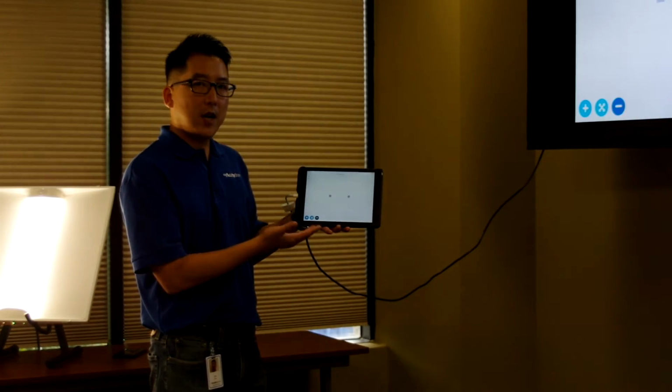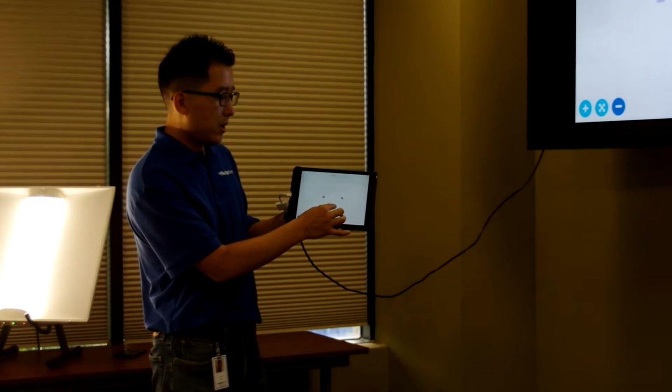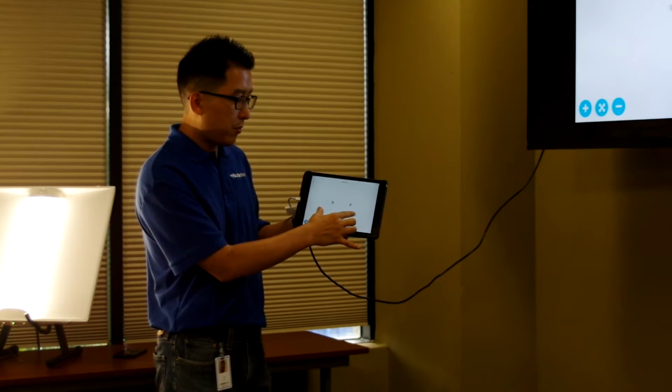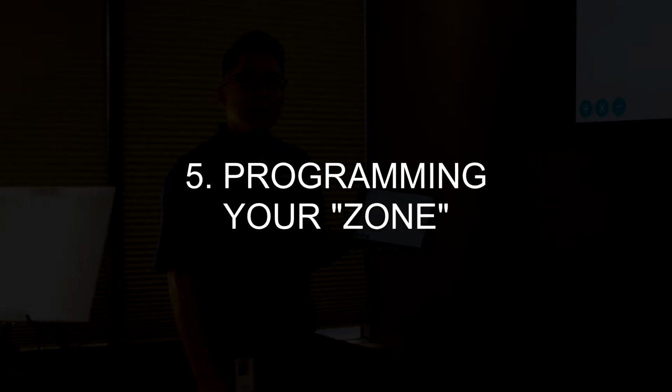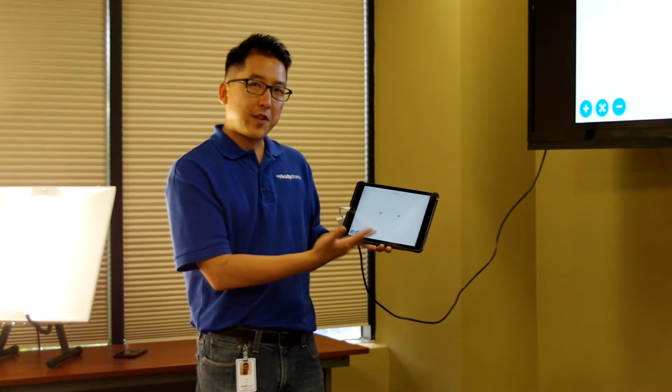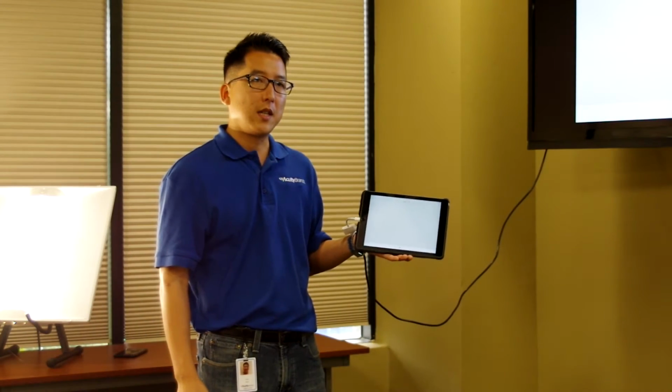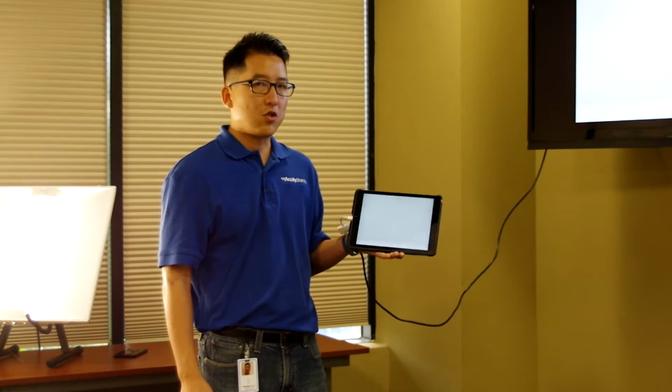While on the device layout page, keep in mind that you can simply pinch your fingers to zoom out or spread your fingers to zoom in. Once you're done placing your fixtures on your grid, go ahead and hit the done button on the upper right corner. A zone is basically lights that are controlled together.